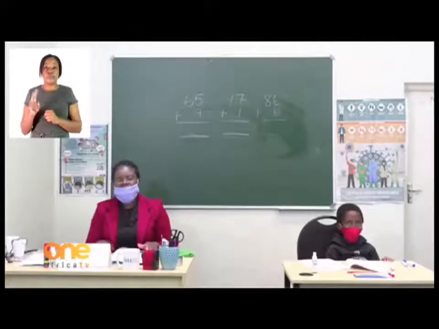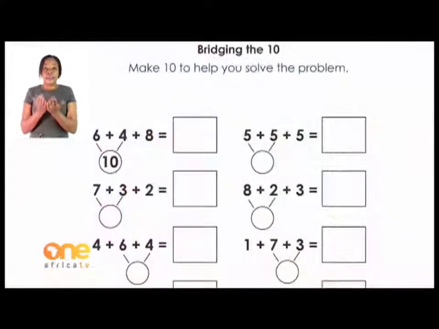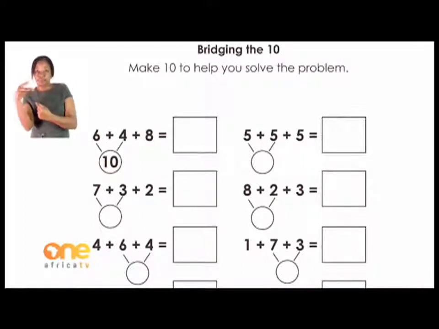Okay, let's go together on page 6 for the grade 2s. Grade 2, your work on page 6 is quite easy. They have given you the answer for the first 2 numbers. They want you to add 3 numbers, 6 plus 4 plus 8. But then they have given you a 10 to help you to get the answer quickly.